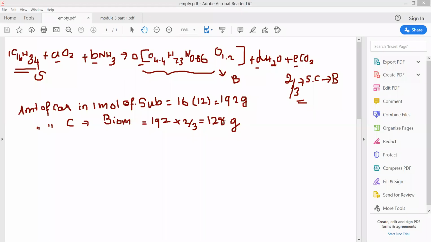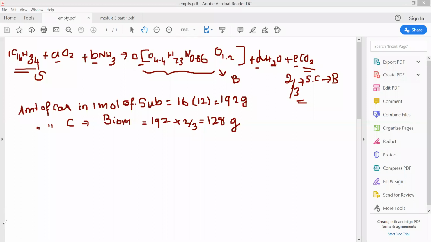128 grams. So now what we have to find is, out of this, 128 grams has been converted to biomass. So obviously the remaining will be converted to what? CO2 only, right? The remaining carbon might have been converted to CO2. No other possibility, because carbon cannot be converted to H2O. So obviously that will be converted to CO2.